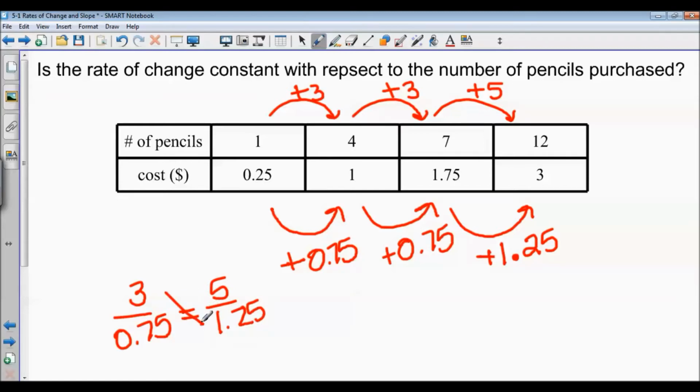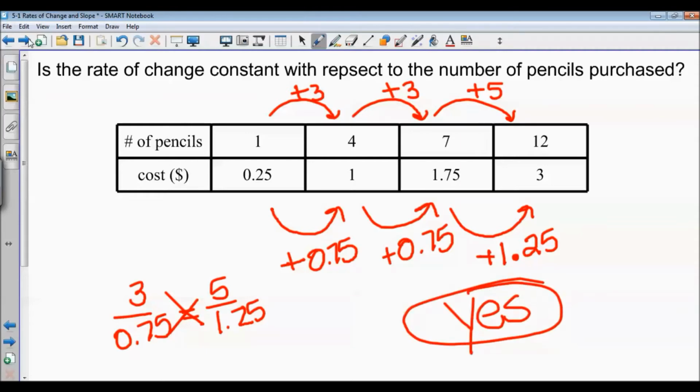You could also cross multiply. When you multiply 3 by 1.25, you're going to get 3.75. And when you multiply 5 by 0.75, you're going to get 3.75. So those two are equivalent. So yes, the rate of change is constant.